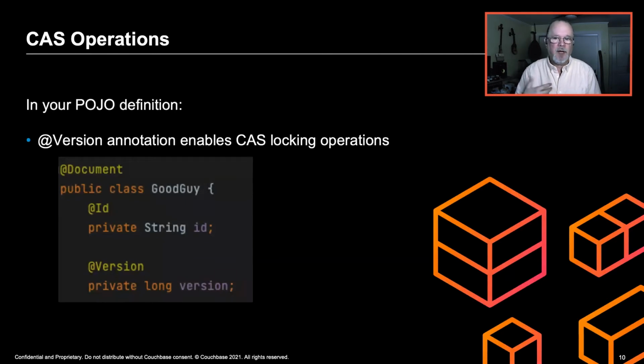This enables all your CAS locking operations so that you get the exception thrown if the CAS is no longer valid because someone else has updated that document before you did. So if you try to force that in there, you're going to overwrite someone else's updates. And so you can refresh and do everything you would with a CAS mismatch exception.